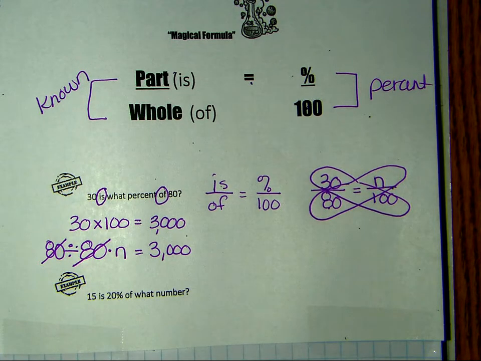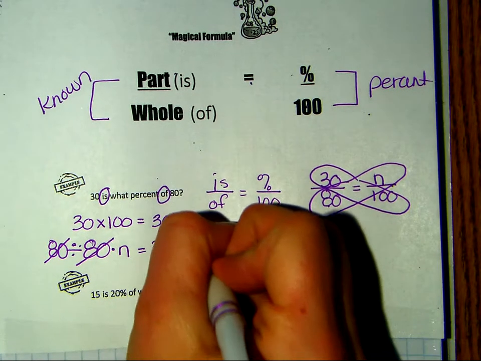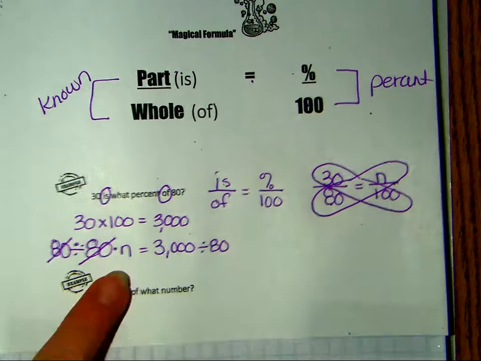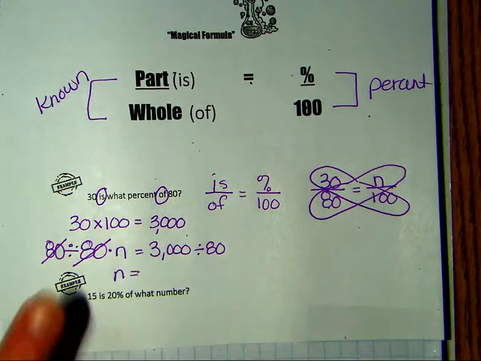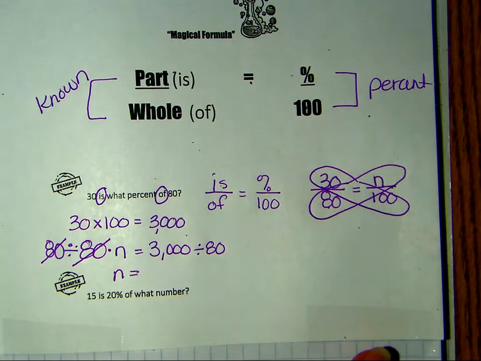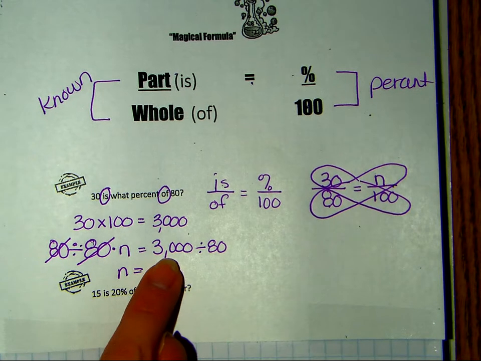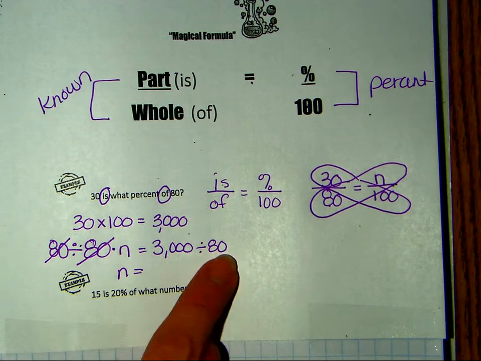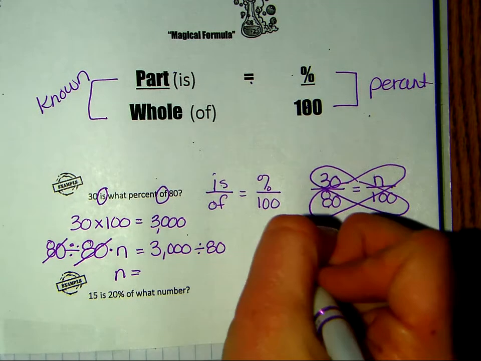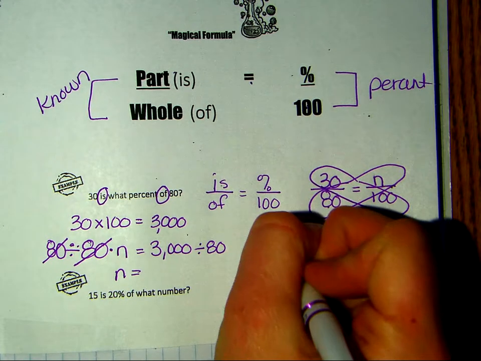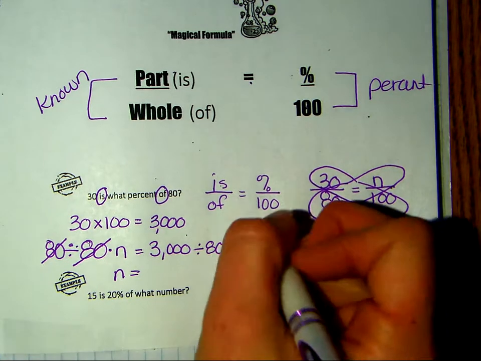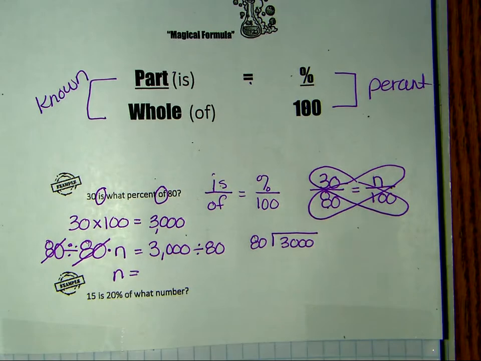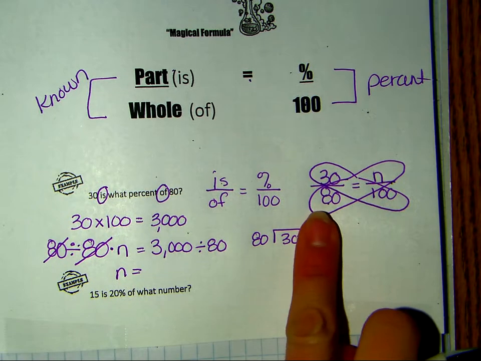They're gone. So now what I'm left with is n on this side. Now whatever you do over here, you have to do on the other side of the equation as well. So I have 3,000 over here. I'm going to divide this 3,000 also by 80. So now what I have to do is take my 3,000, put it in my division bar, the castle, divide it by 80. Well, how many times does 80 go into 30?